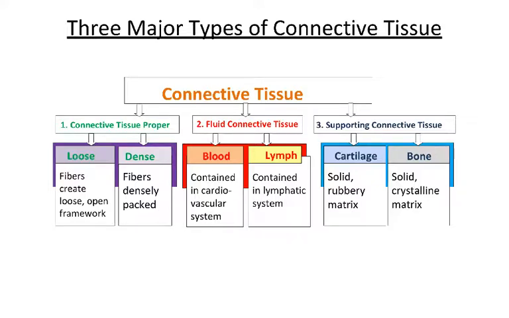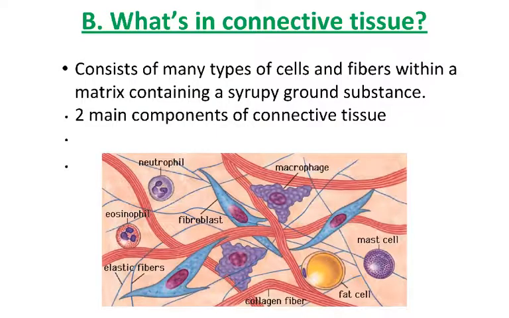Fluid tissues are tissues that are liquid at their main state, and there are 2 main kinds: blood and lymph. Blood is part of the cardiovascular system, and lymph is part of the lymphatic system. We're mainly going to go over blood, though. And finally, there are supporting connective tissues that help hold up your body and form protective shapes. So cartilage and bone are the main 2 there. And we're going to dive into each of these categories in the later lectures.